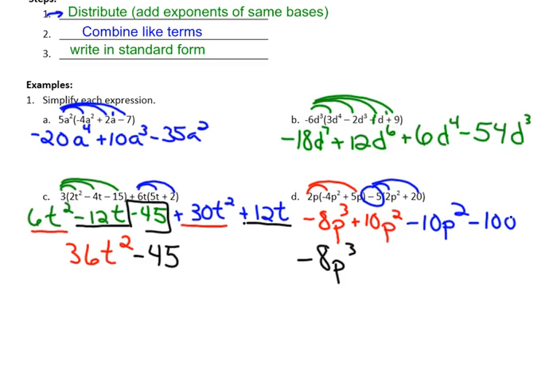These, just like in the other example, are going to cancel each other out, and we're going to keep the negative 100. Please don't think that you're always going to have terms that cancel each other out. That's not going to happen. Okay, it's not going to happen every time.